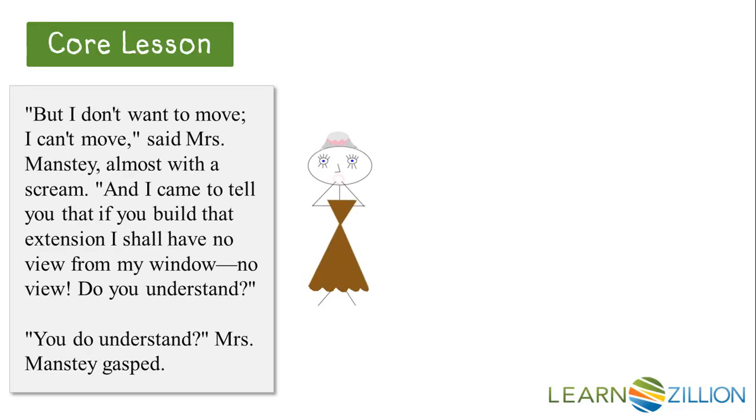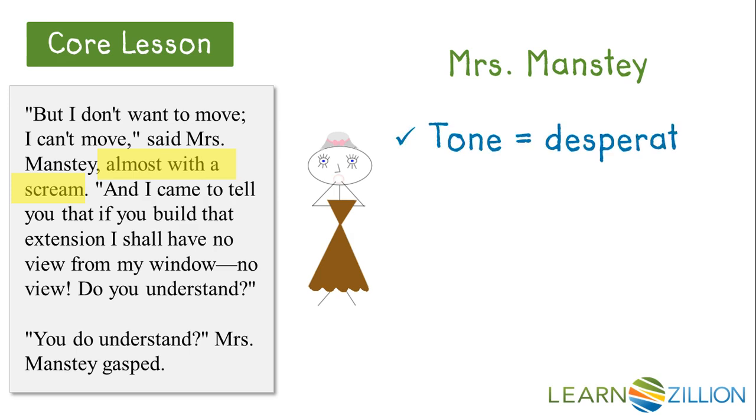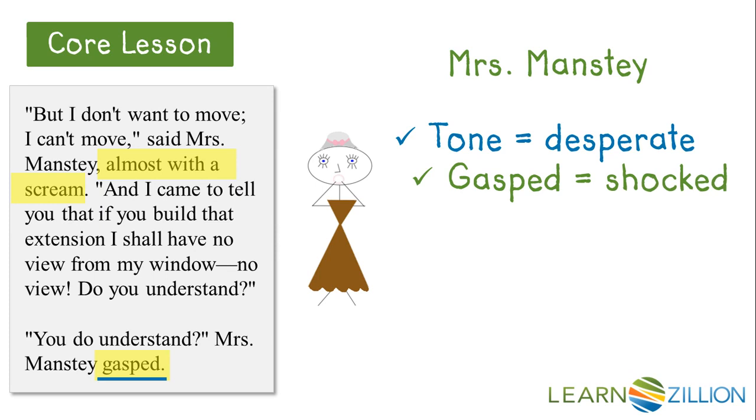Now let's look at Mrs. Manstey. We first highlighted the phrase almost with a scream. Mrs. Manstey wants to be heard. The tone here is definitely desperation. Mrs. Manstey is desperate for Mrs. Black to see things through Mrs. Manstey's eyes. We also highlighted the word gasped, which means shocked. She can't believe Mrs. Black actually understands her.